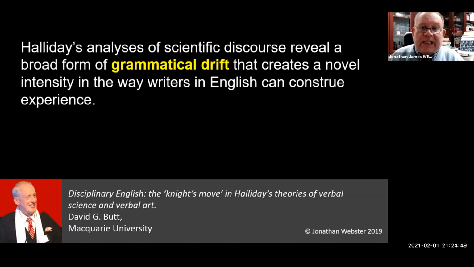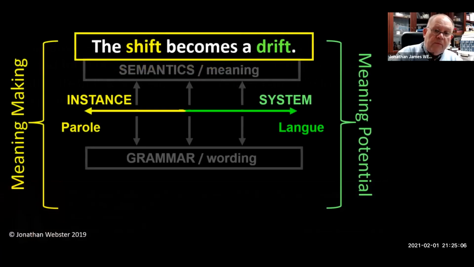A novel intensity. What does that mean? We write turning verbs into nouns. It is something new. It is something innovative. It is the trend. It is the way the language is drifting. Remember, before I showed you the semantics at one level, grammar at another level, and we said they were related, right? And I said I'll come back to this, what's meaning making versus meaning potential. This is another perspective on language.